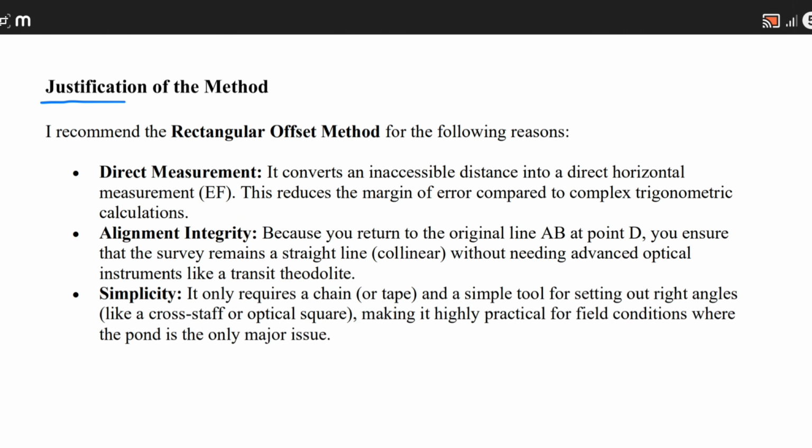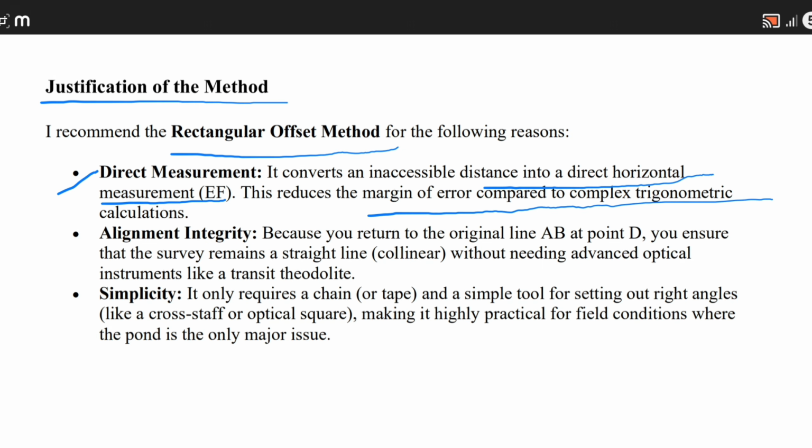They are asking for a justification of the method. How are you going to justify it? I recommend the rectangular offset method. It is a direct method, converting the inaccessible distance into direct horizontal measurements and reducing error compared to the trigonometrical calculation used in the second method.